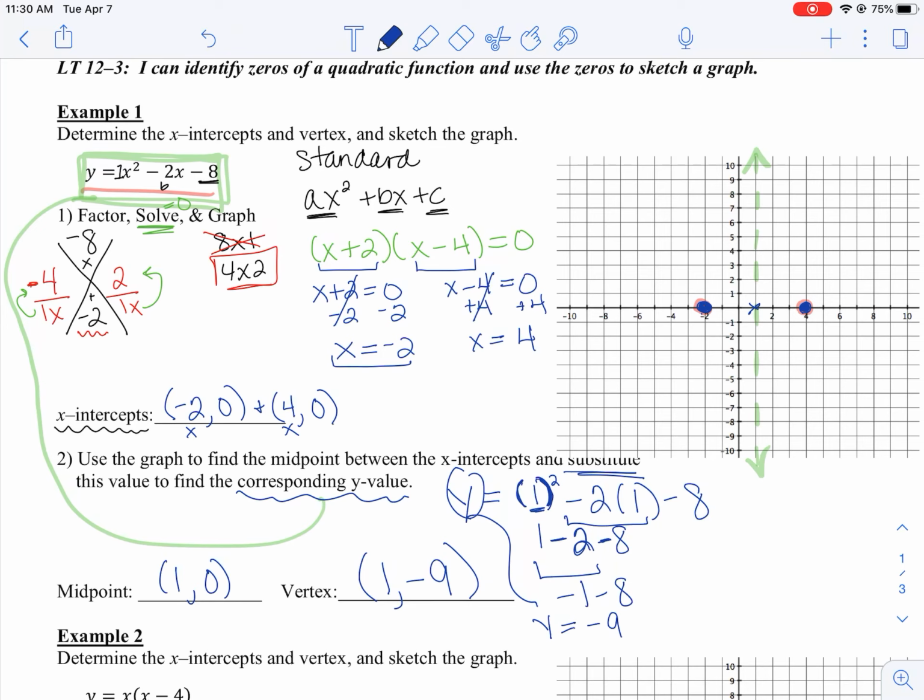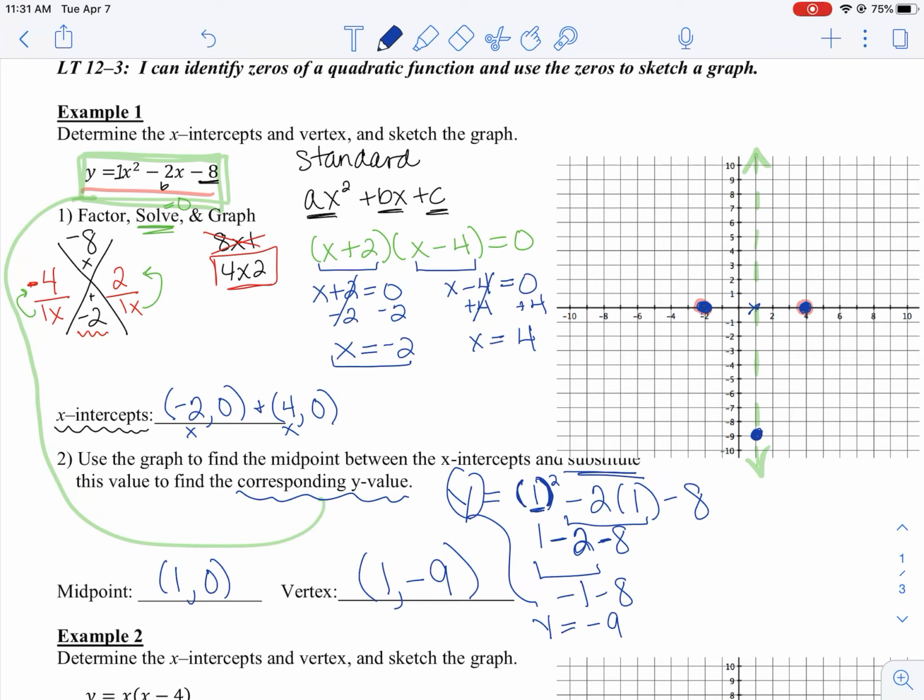That is our vertex. And so now we're going to go ahead and plot that. 1, -9. There's our vertex. That's our turning point, remember, as we talked about last unit. That's where the graph turns, or starts reflecting or is symmetrical, starting at that point.